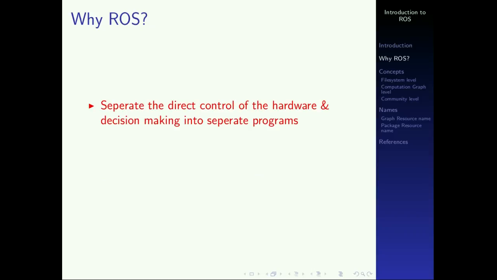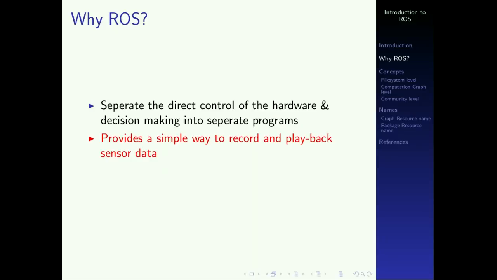Testing your robot code can be time consuming and error prone, and sometimes the physical robot might not be present with you. Working with ROS provides a solution to these problems as it breaks the direct control of the hardware and decision making into separate programs. In this way we can replace the hardware part with a simulator and test the behavior of the code. It also provides a simple way to record and play back sensor data and other kinds of messages. Because of these features, your software does not even know whether it's talking to a robot or a simulator.